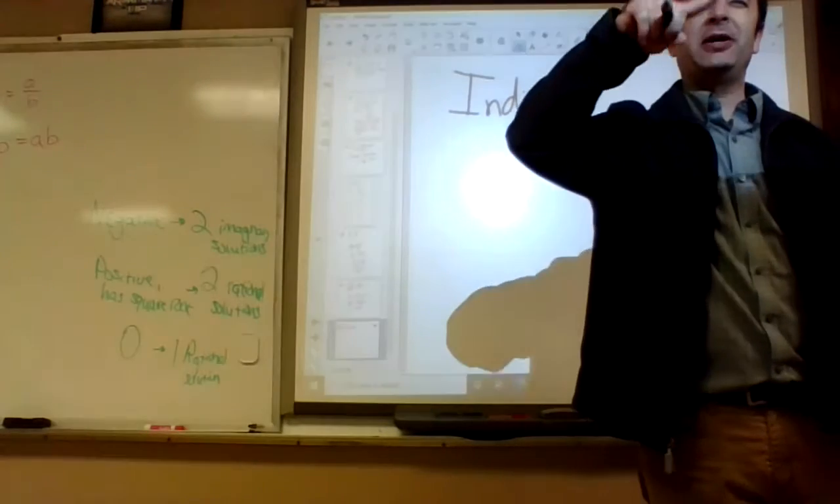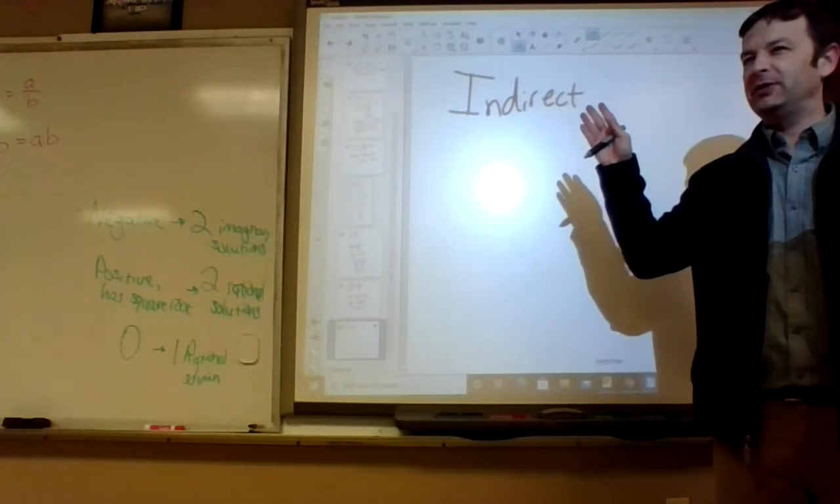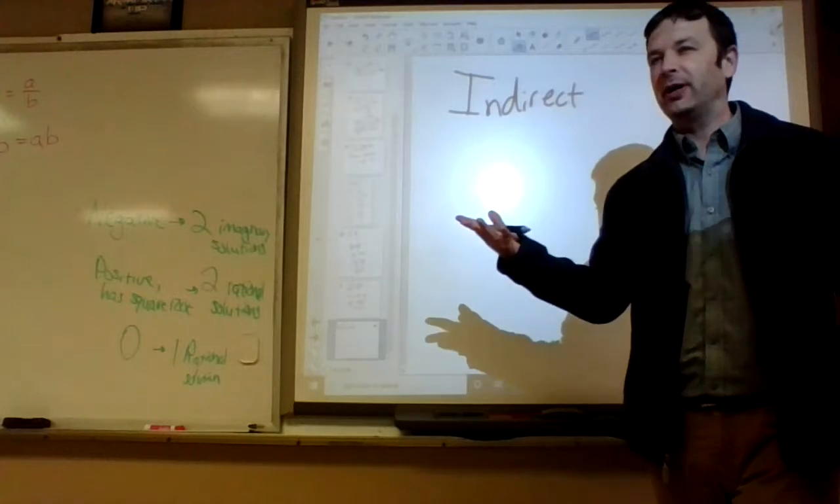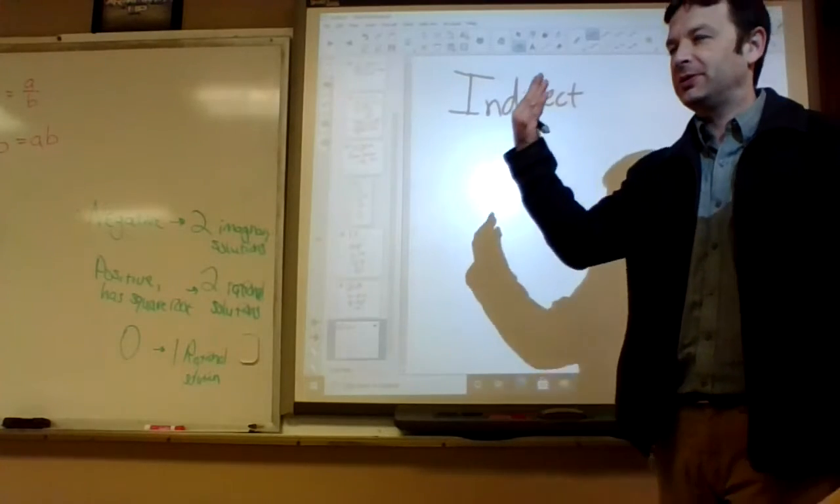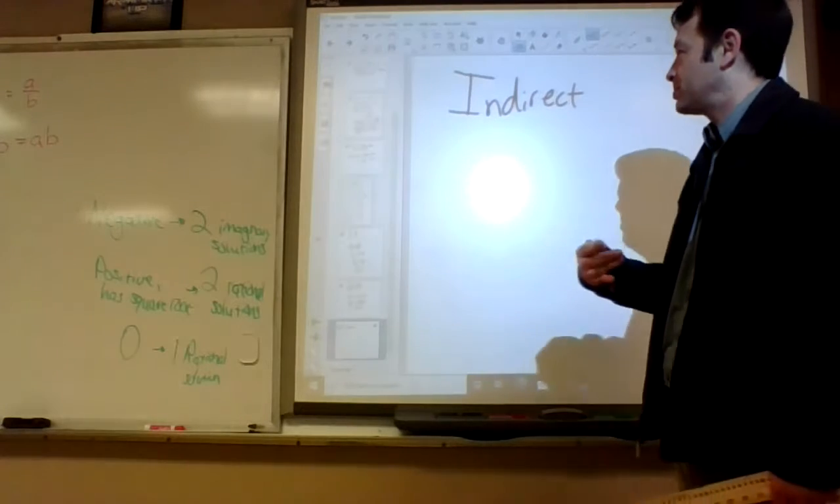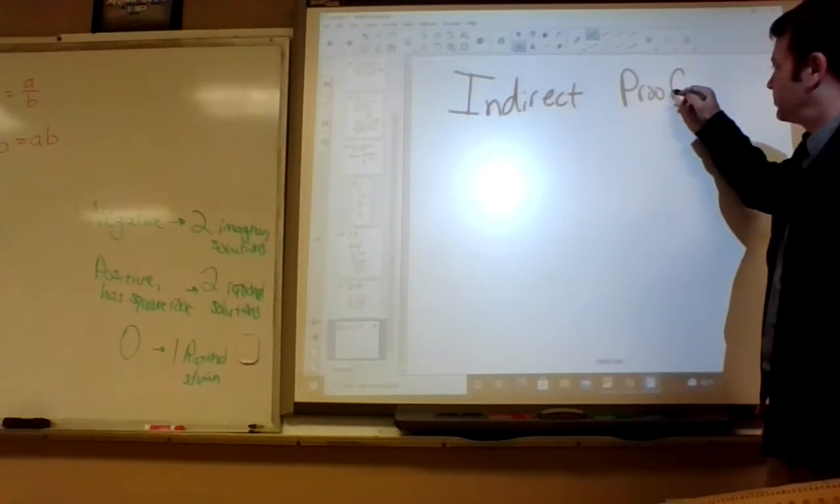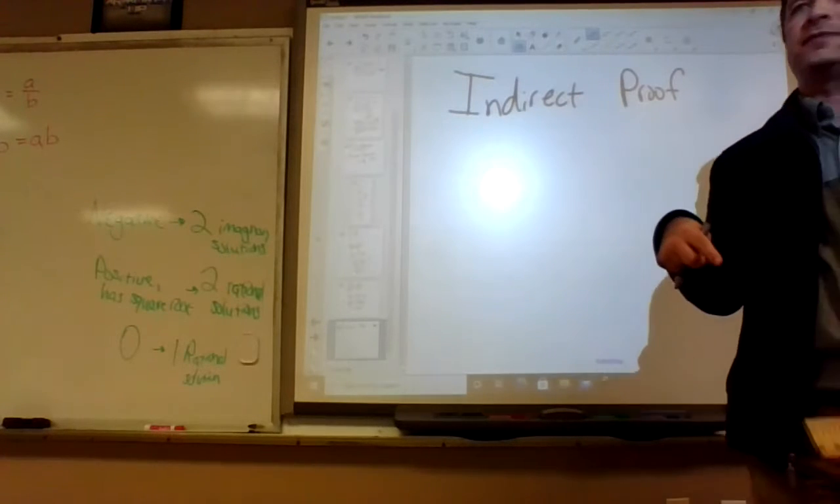Okay, indirect is kind of going about it in a roundabout way. So what we've been doing, all the proofs we've done up to this point, is more direct. It's just, this is the given information, so this must be true, so this must be true, so this must be true. But an indirect proof is kind of proving it in a backwards sort of fashion.